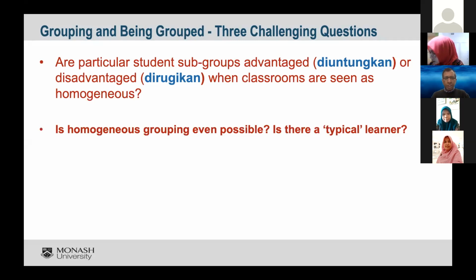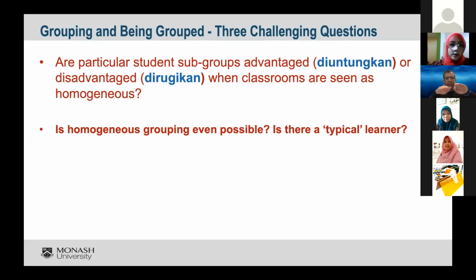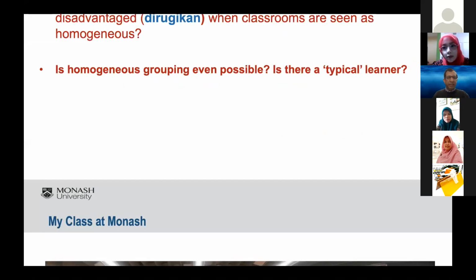And is homogeneous grouping even possible? Is there a typical learner? So homogeneous grouping means all groups are the same. Remember, equality, not equity. Equality means everyone's the same, okay? Is it even possible to say, I have a typical learner and most of my learners are like this? I don't think so. Maybe they are in the same age group, but there are a lot of invisible differences that make them very, very different.